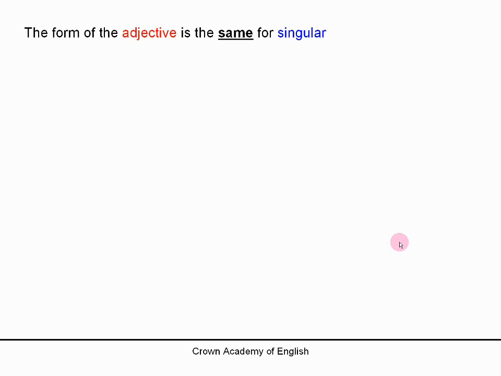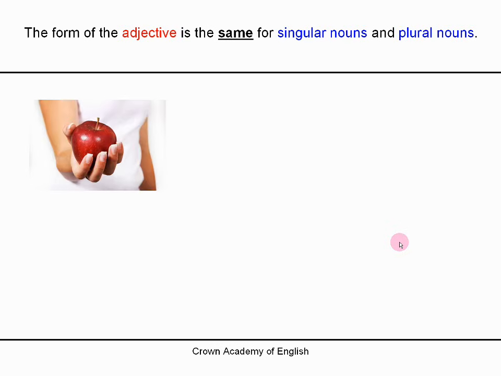The form of the adjective is the same for singular nouns and plural nouns. This is very important. Example: Jane is holding a red apple. So here the noun is singular, okay? And the adjective is red, R-E-D. Jane is holding a red apple.